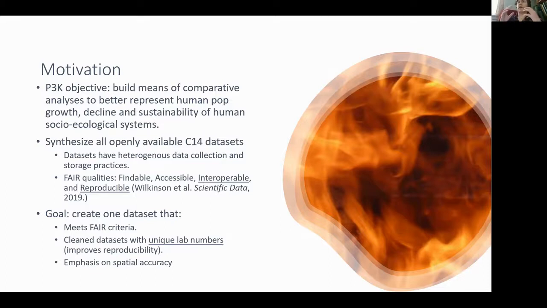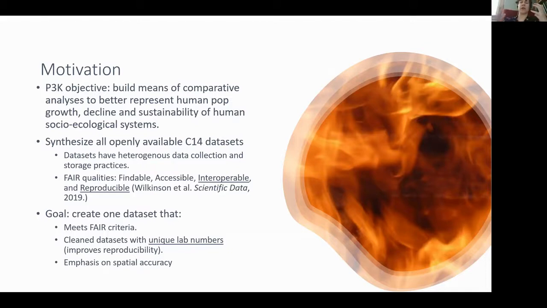in a reasonable way. A lot of the data sets that we've gathered have very heterogeneous data collection and storage practices, different data that they collect, different ways that they collect it. The goal is to produce one global radiocarbon data set that meets all of the FAIR qualities Wilkinson et al. talked about in their paper in 2019: it's findable, accessible, interoperable, and reproducible. The last two are the most important.